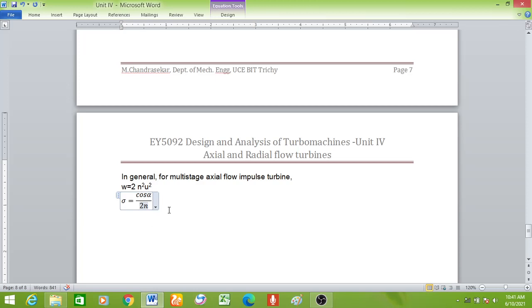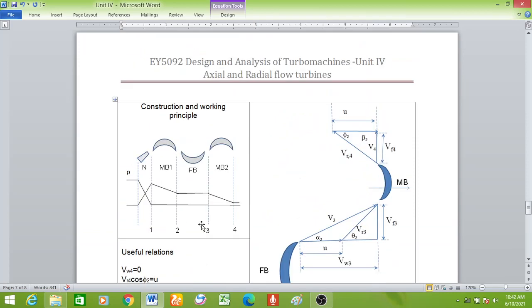Just for comparison, you can see that for the same efficiency a multi-stage turbine is more efficient than a single stage. For the same efficiency more blade work can be achieved. So with this I will stop. I hope now the concept is clear for the multi-stage turbine.